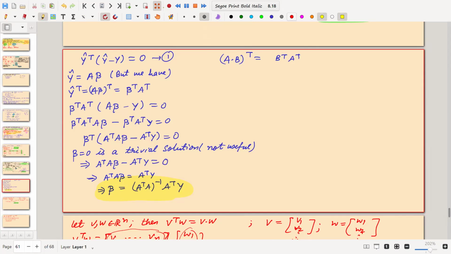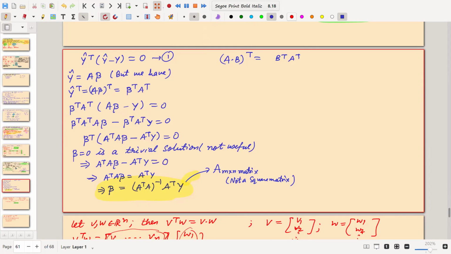Anyway, so we wrote it as equality, and we are now writing beta equals A transpose A whole inverse A transpose Y. Now this is very interesting. Why is it interesting? Can you tell me about the A matrix? The A matrix was an M cross N matrix. That means it is not necessarily a square matrix. It can be a square, but not always. It is a rectangular matrix.